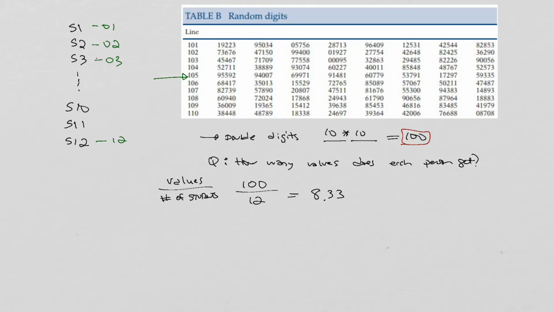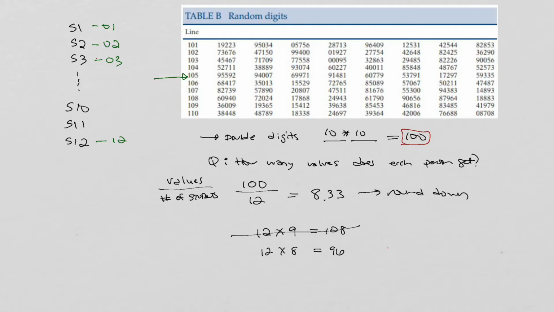So what we wound up doing is, at this point, we would round this down. Because if I give everybody 9 numbers, that's too much, right? Because 12 times 9 is 108, and there aren't 108 double-digit numbers. But 12 times 8 gives me 96 double-digit numbers, which I can work with.